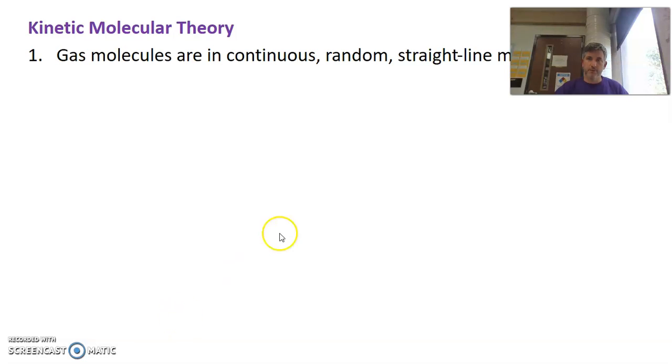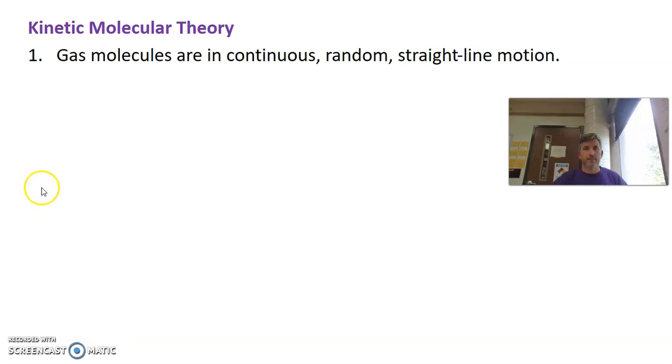All right, so the kinetic molecular theory is just the theory that governs how gas particles should be thought of as moving and interacting with each other. There's a couple main points to this. There are five actually. Number one, gas molecules are in continuous random straight line motion.